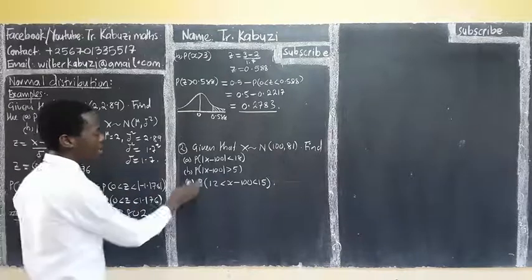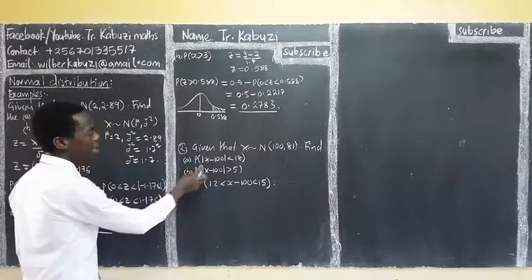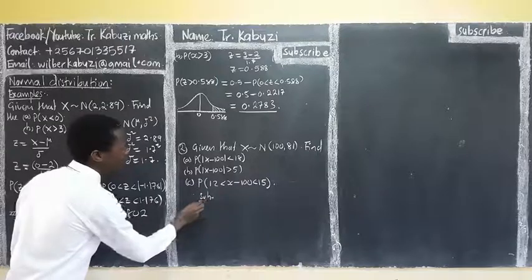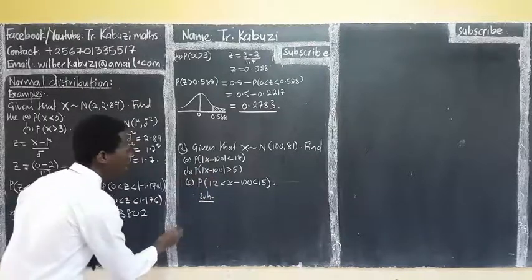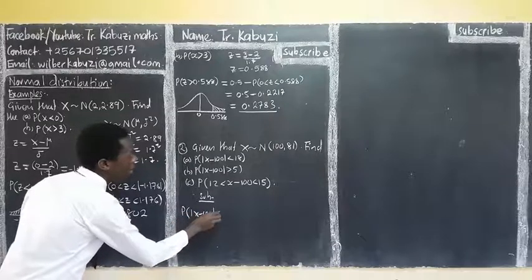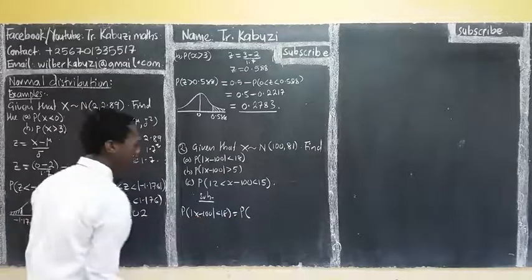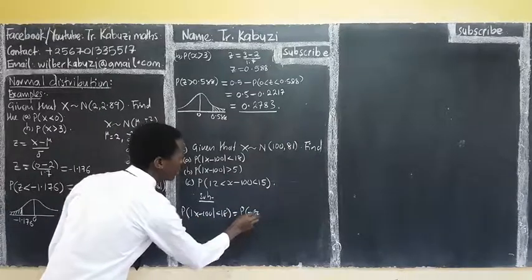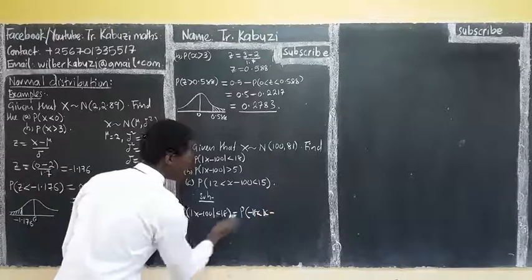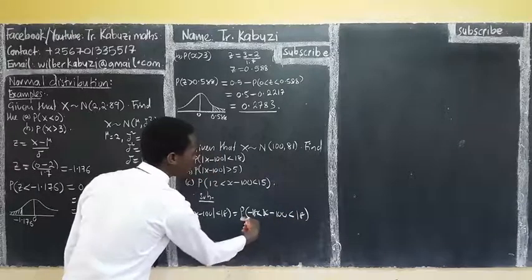Now when you come to this one, it is a modulus. How do we handle the modulus? We first need this x. In part A, I first make x the subject. So the probability of the modulus of x minus 100 less than 18 is the same as the probability of negative 18 less than x minus 100 less than 18. Then we make x the subject to protect this side.